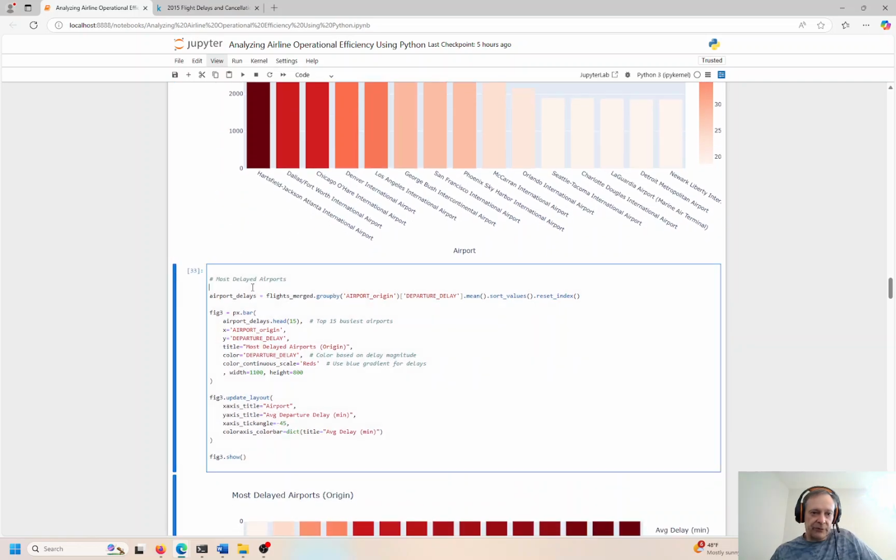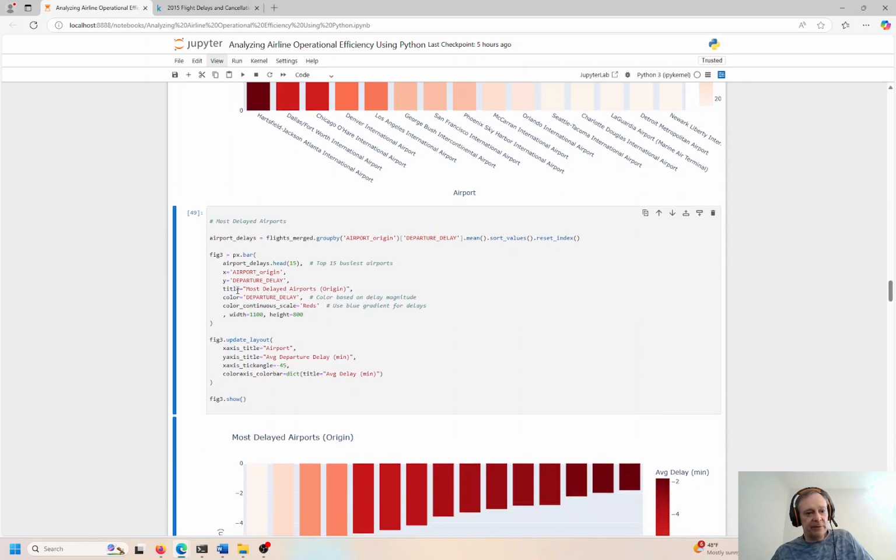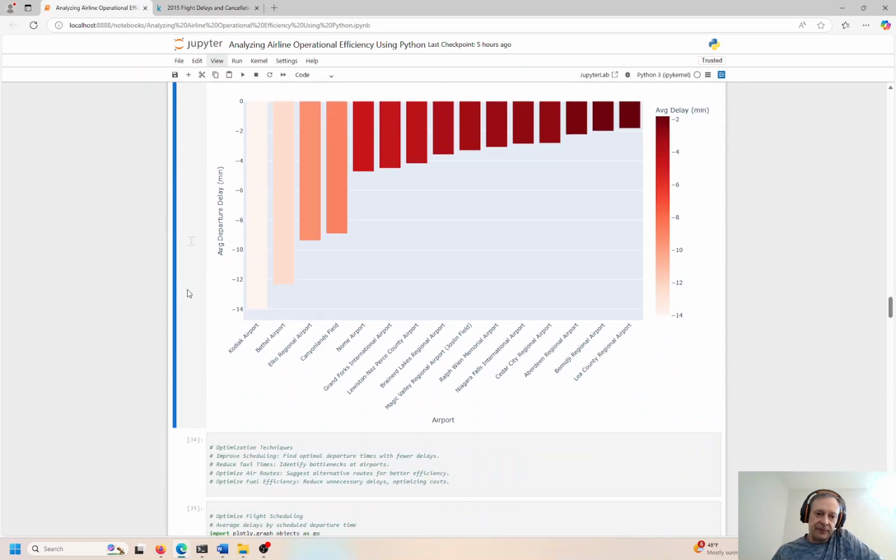Okay, so most delayed airports. So we know the busiest airports, but were they the most delayed airports? Kodiak Airport, I believe that is in Alaska, and then Bethel Airport. These guys are struggling. They have a lot of delays. Elko Regional Airport, I'm not even sure what that is. Nome, I'm pretty sure that's Alaska. Probably some weather delays up there. The weather can get pretty bad in Alaska.